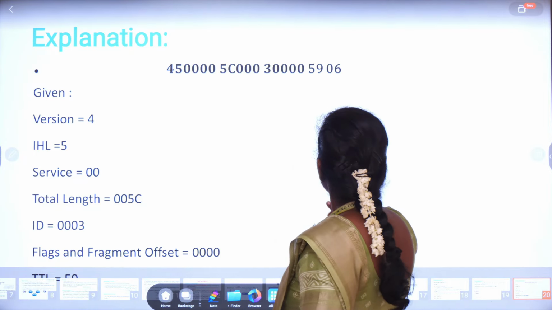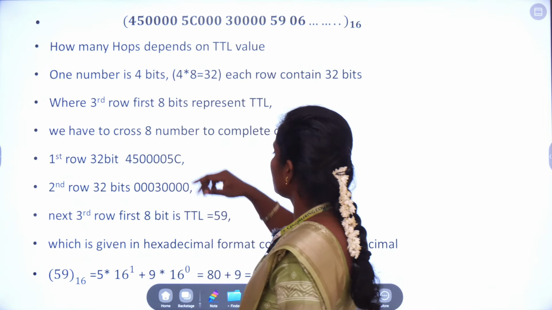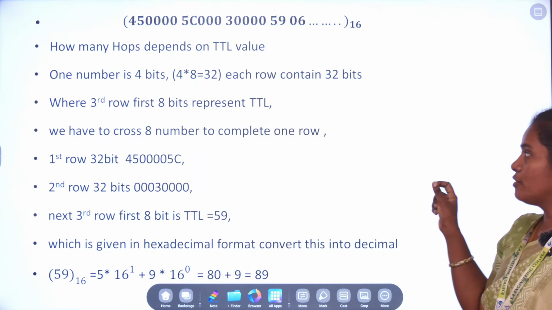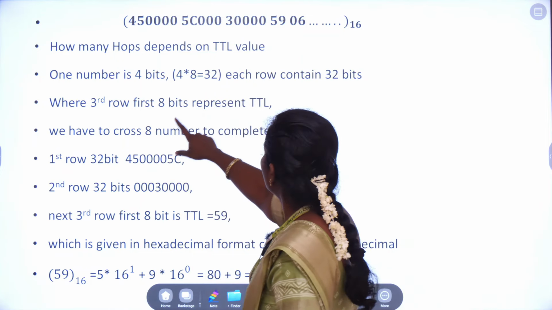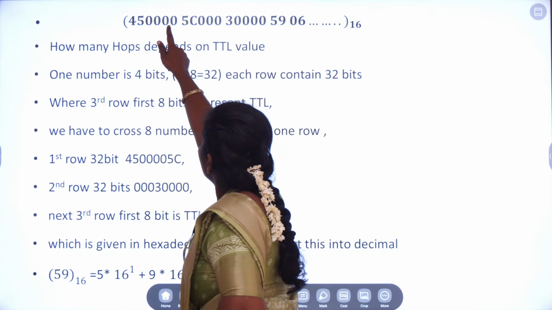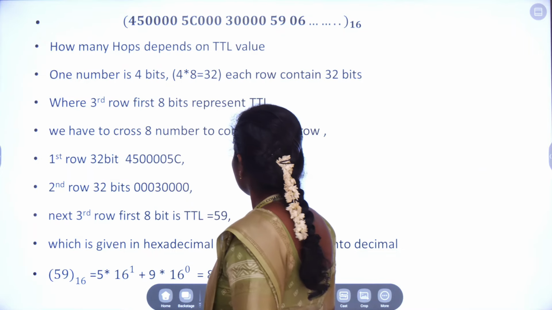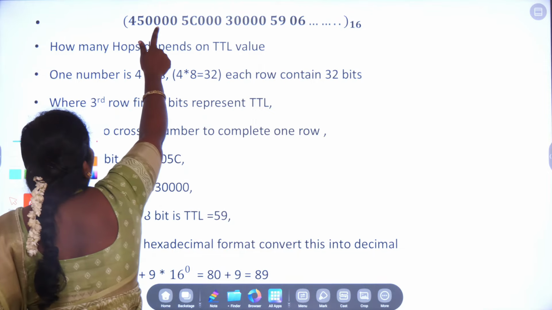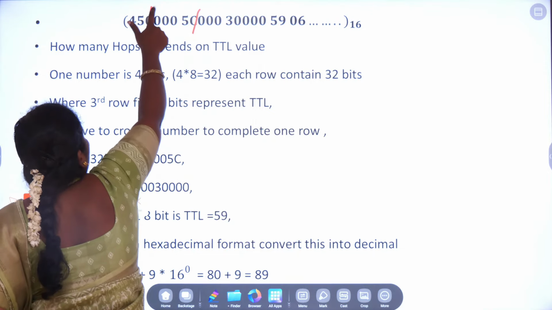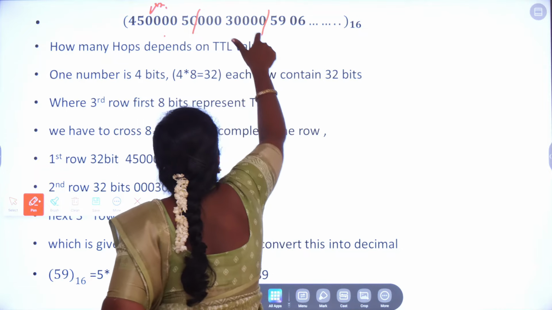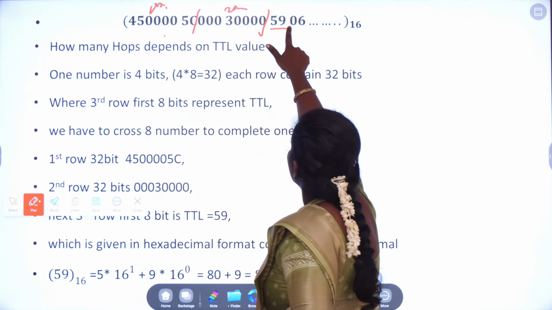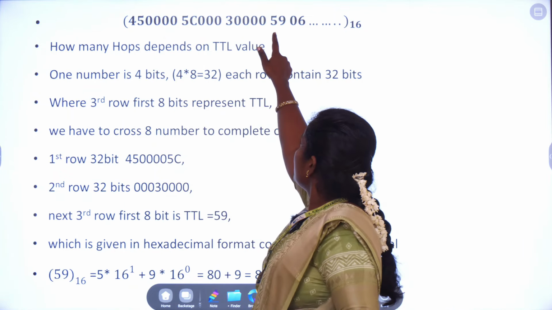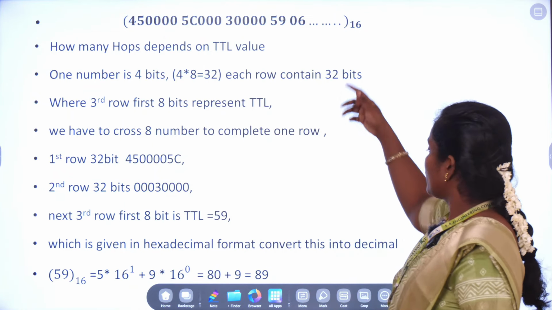Otherwise, we can find it in another way. TTL is present in the third row. In the third row, the first 8 bits are the TTL. The first row goes up to 8, 1, 2, 3, 4, 5, 6, 7, 8, and up to this is the first row. Then 1, 2, 3, after this is the second row. And 59 is in the third row, the first 8 bits. So we can find that 59 is the TTL. From this we can directly find TTL.